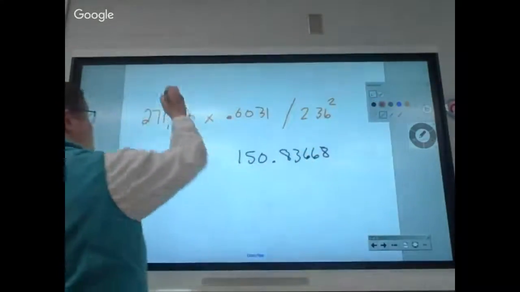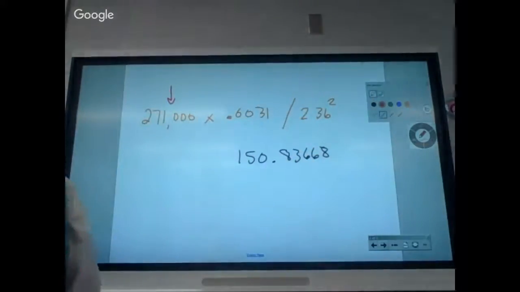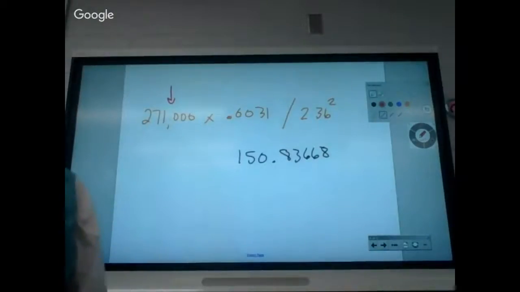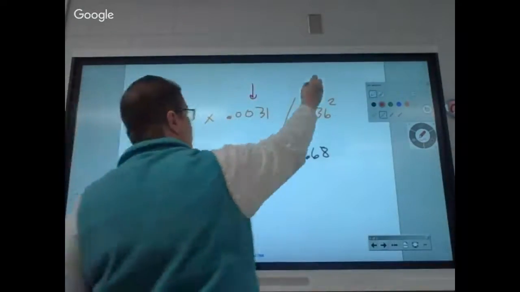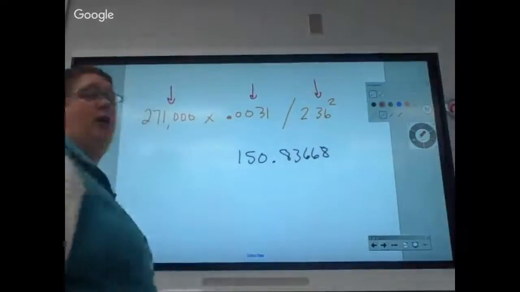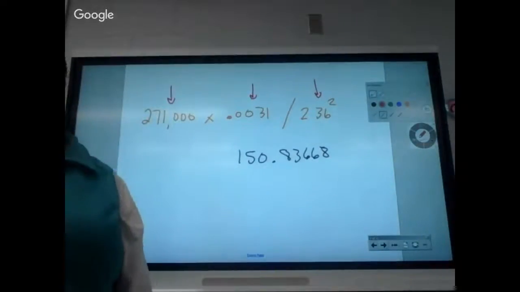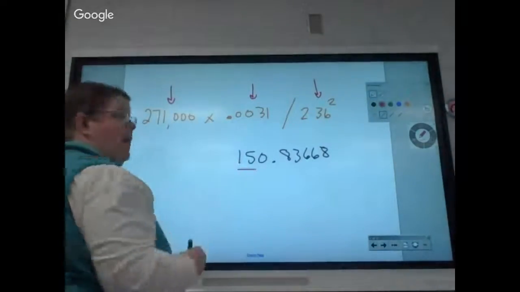So, how many significant digits did you have here? 3. 3, because 2, 7, and 1 are 3. All right, how many did you have here? 2. And how many did you have here? 3. Okay, so the least number was 2. So you want to keep the 1 and the 5.